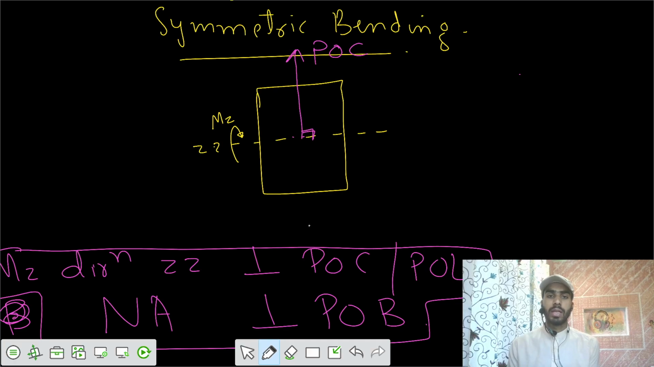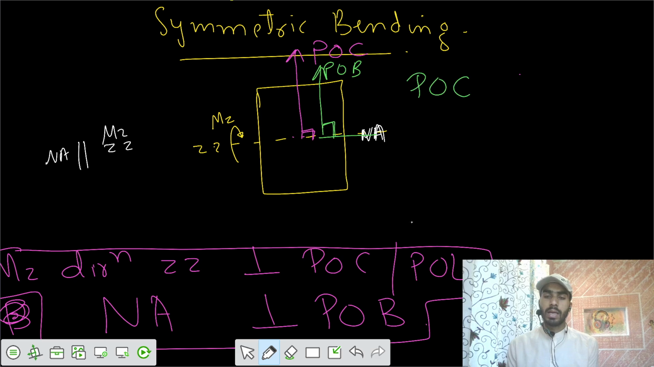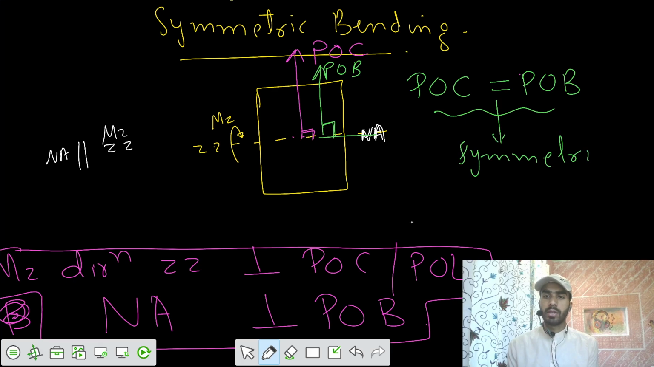Then we have one more thing, the neutral axis. We know the neutral axis is parallel to the z direction, or moment z direction. Draw one more perpendicular to the neutral axis, which we call the plane of bending. If the plane of couple coincides with the plane of bending, then we say this is symmetric bending.